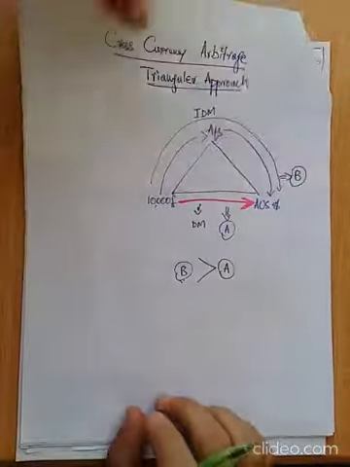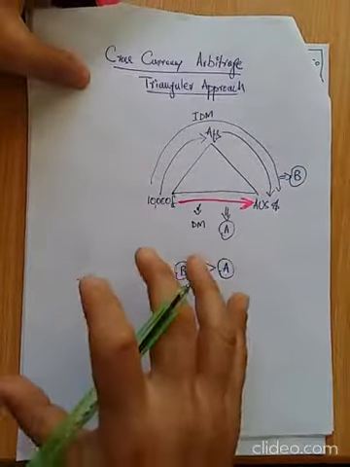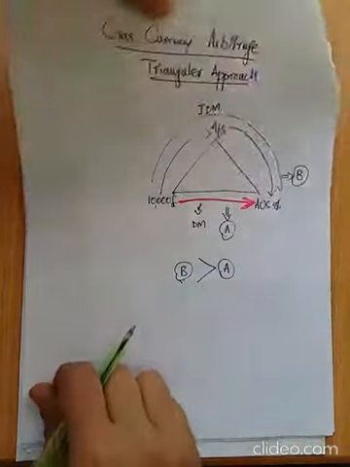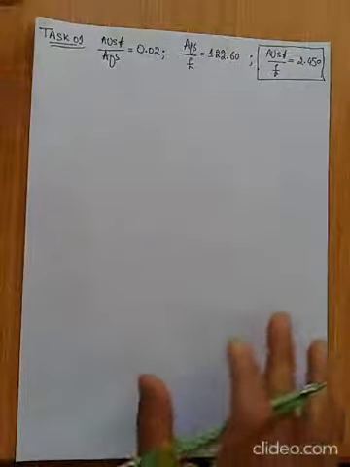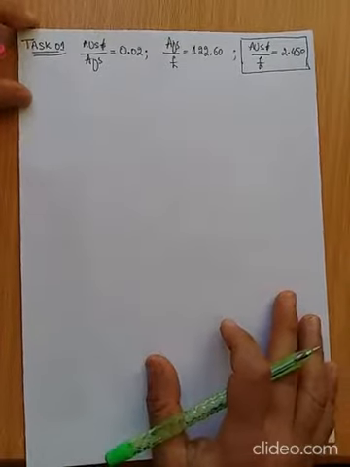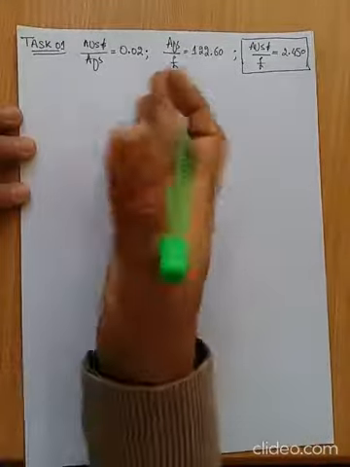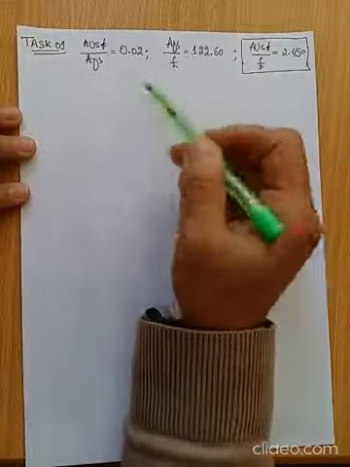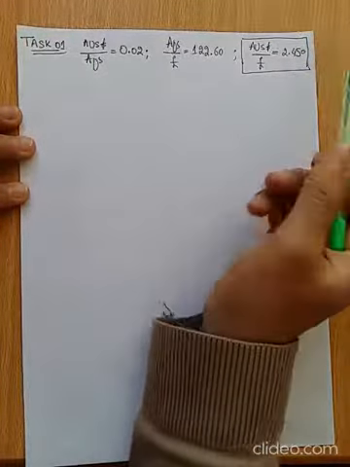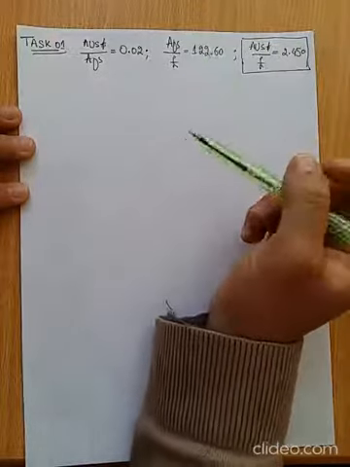So let's do a numerical in order to prove this. This is the concept of the triangular approach, or you can say cross-currency arbitrage. At the end of your PPT chapter, you may have seen that there are some tasks given. These are the numericals. So let's do task number 1 out of that.